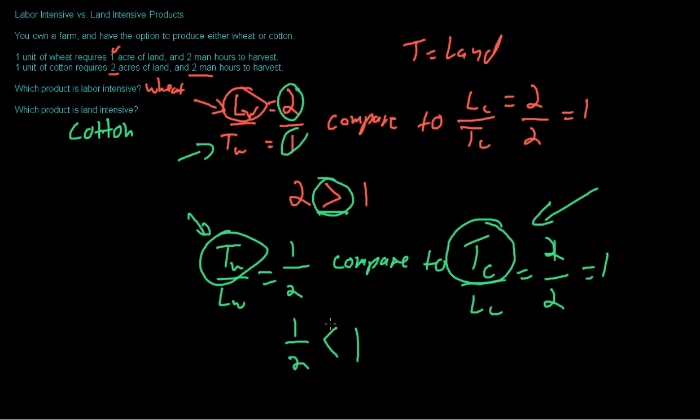And so when you're comparing two goods with only two inputs, you'll always get that one is intensive in one input and the other is intensive in the other input. So hopefully that's clear, and we'll use this tool when we go develop this model later on.